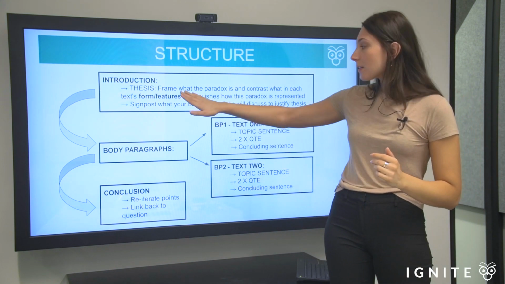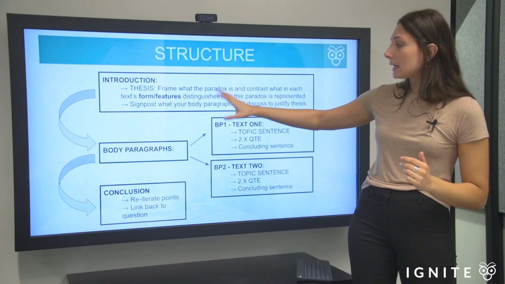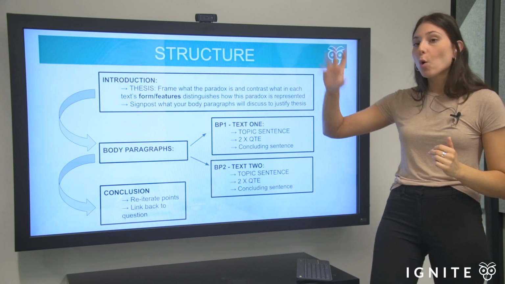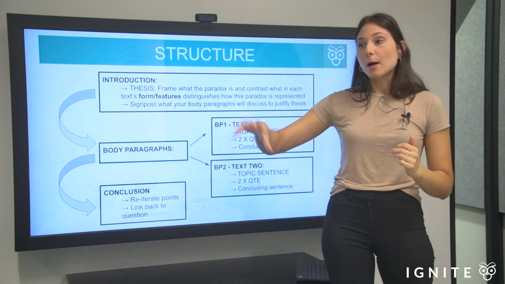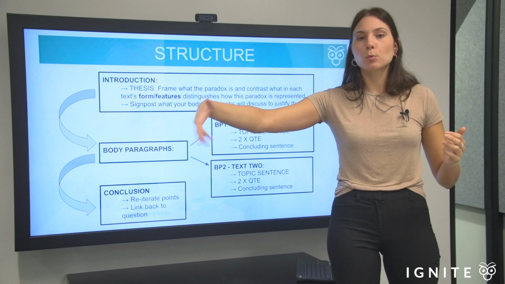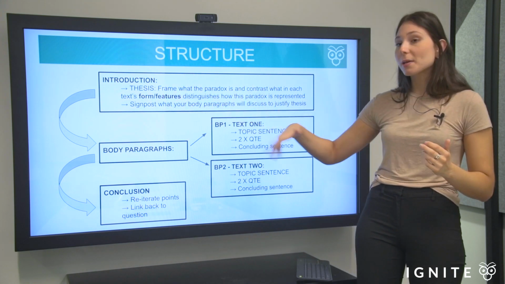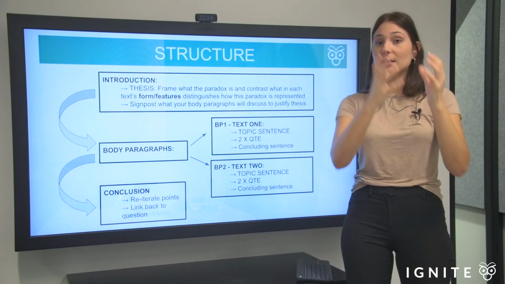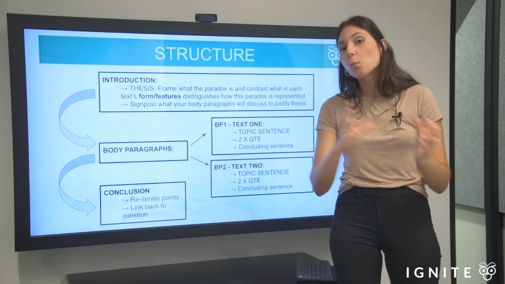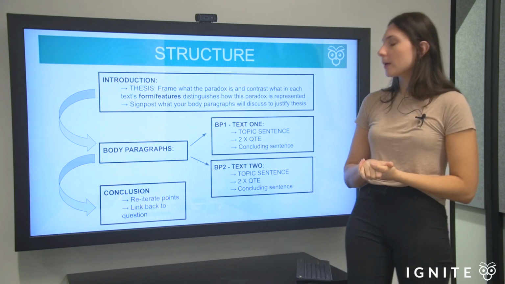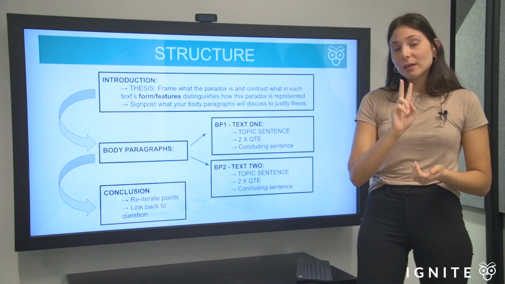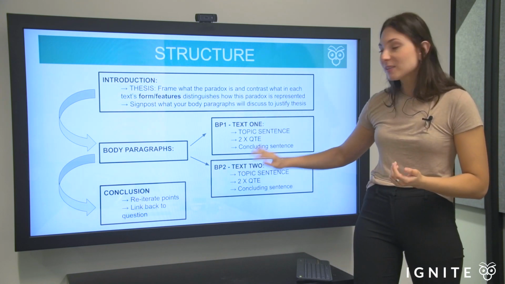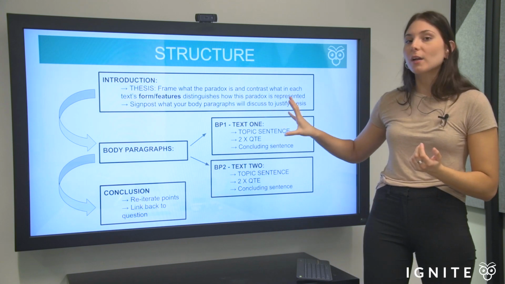So after that thesis statement, where you framed your key idea, you're going to signpost what your body paragraphs will discuss to justify this thesis. So while text 1 embodies a persona and poetic forms to explore this paradox of human experience, text 2 in its visual form uses salience and symbolism. So I would specifically frame these as the key formal features that are distinguishing the ways in which this paradox is being explored. Now, because you've got 2 key texts in the question, I think it makes sense to have 2 body paragraphs and each of those paragraphs focusing on one of those texts.